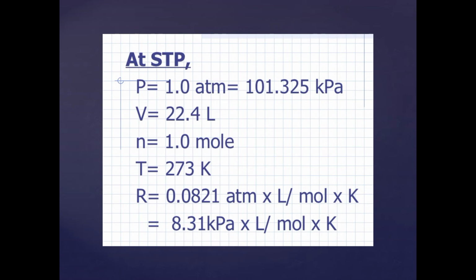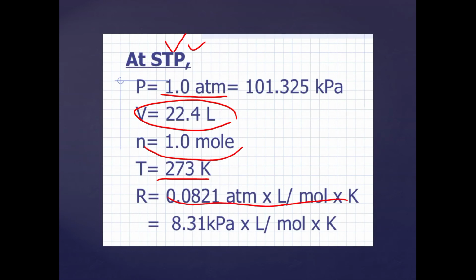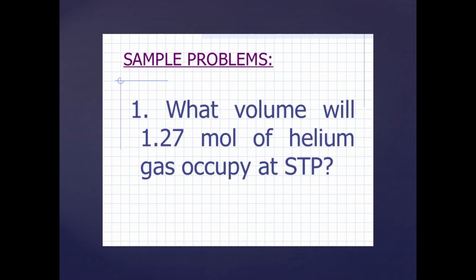So at STP, standard temperature and pressure, standard pressure is 1 atm, 1 atmospheric pressure, and standard temperature is 273 Kelvin. At STP, if you take any gas, 1 mole contains 22.4 liters of gas. This is the standard condition. And the universal gas constant will be these two values. If we are using atmospheric pressure and liters, we should use one value. Or if we are using Kelvin and kilopascal, we should use the other value.